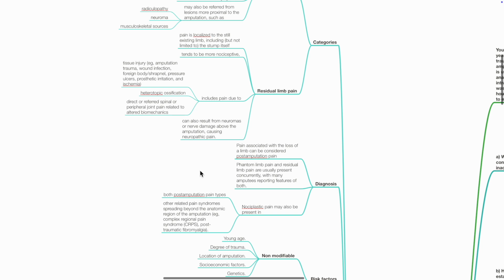Diagnosis: pain associated with the loss of a limb can be considered post-amputation pain. Phantom limb pain and residual limb pain usually presents concurrently, with many amputees reporting features of both. Nociplastic pain may also be present in both post-amputation pain types, or other related pain syndromes spreading beyond the anatomic region of amputation, such as CRPS and post-traumatic fibromyalgia.